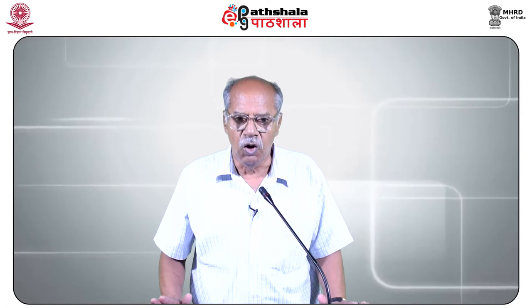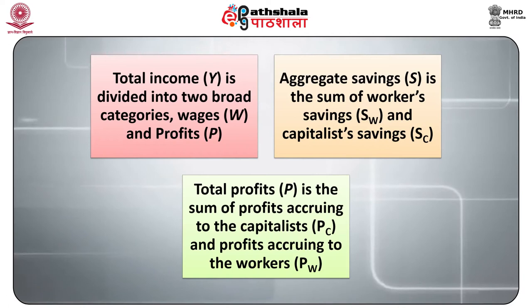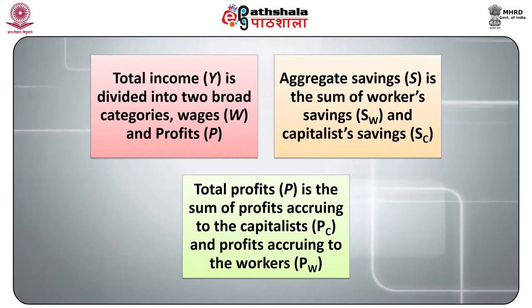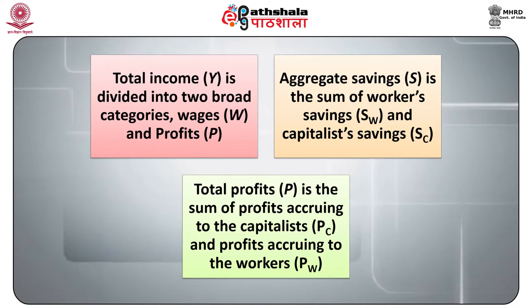Total income is divided between wages and profit. Aggregate saving S is the saving of the workers and the saving of the capitalists. Saving propensities of the two are given. Total profit P is equal to profit of the capitalists and profits of the workers. These can be expressed as equations 1, 2, 3 and 4.